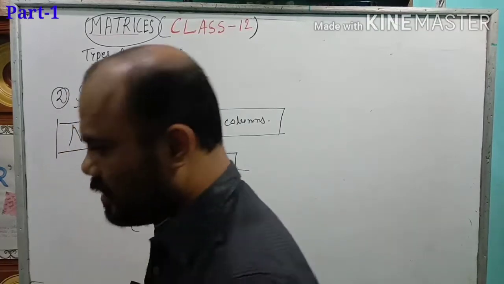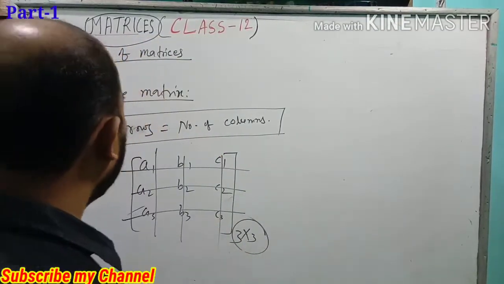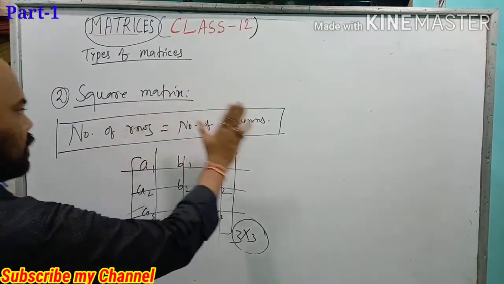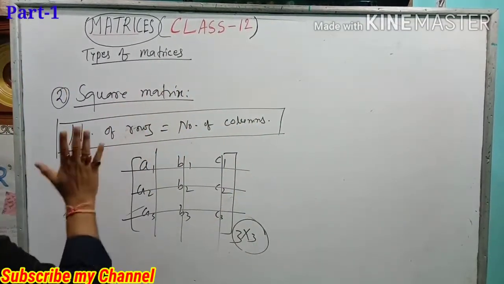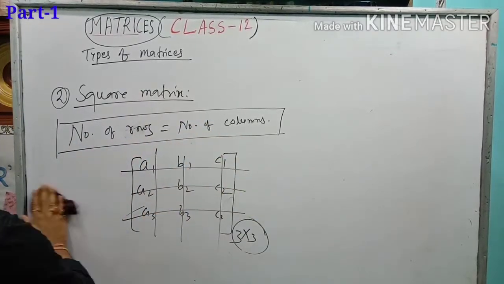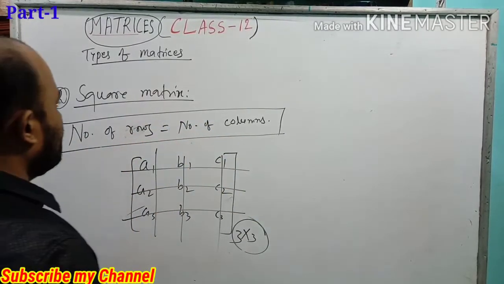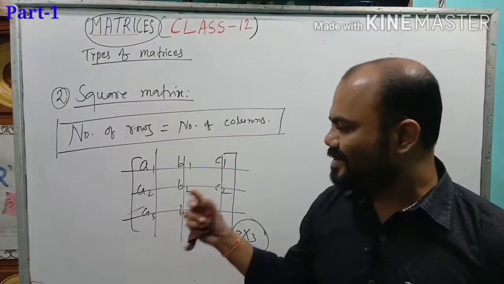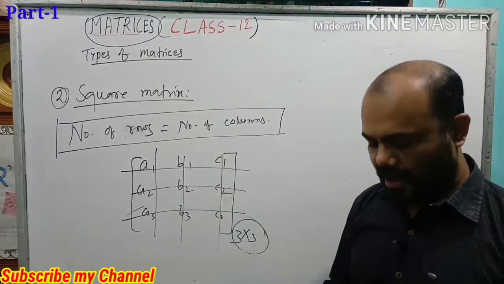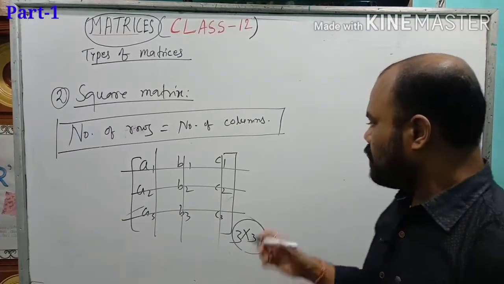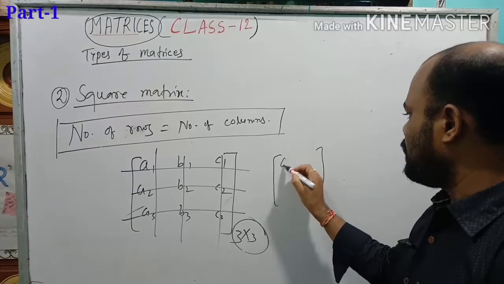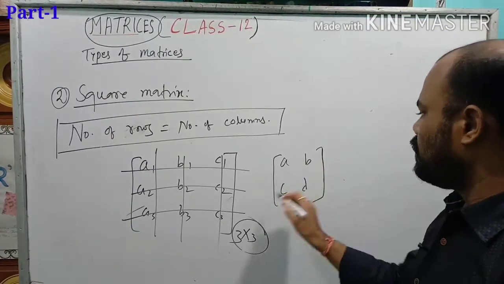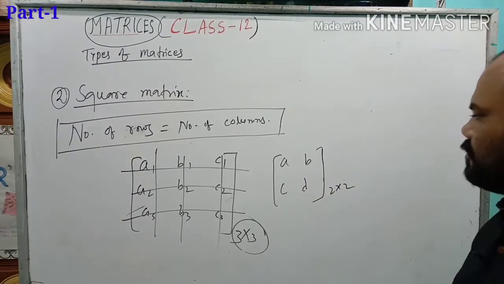Very simple, these things. You just have to memorize the very simple differences. Rectangular matrix means number of rows not equal to number of columns. A square matrix means number of rows equal to number of columns. Another thing here: square matrices can be of different orders. For example, this is a square matrix of order 3 by 3. Similarly, there may be a square matrix of order 2 by 2. See this one, A, B, C, D. What is the order of this matrix? 2 rows, 2 columns. So it is of order 2 by 2.